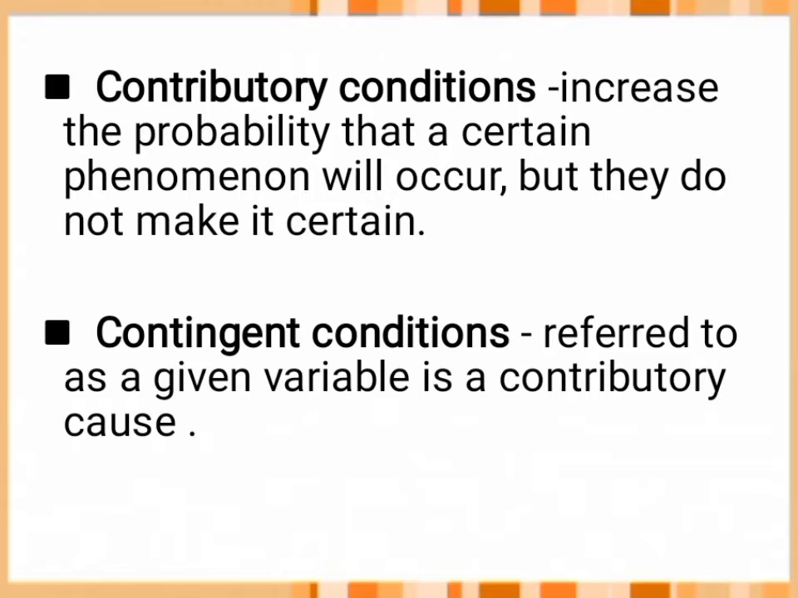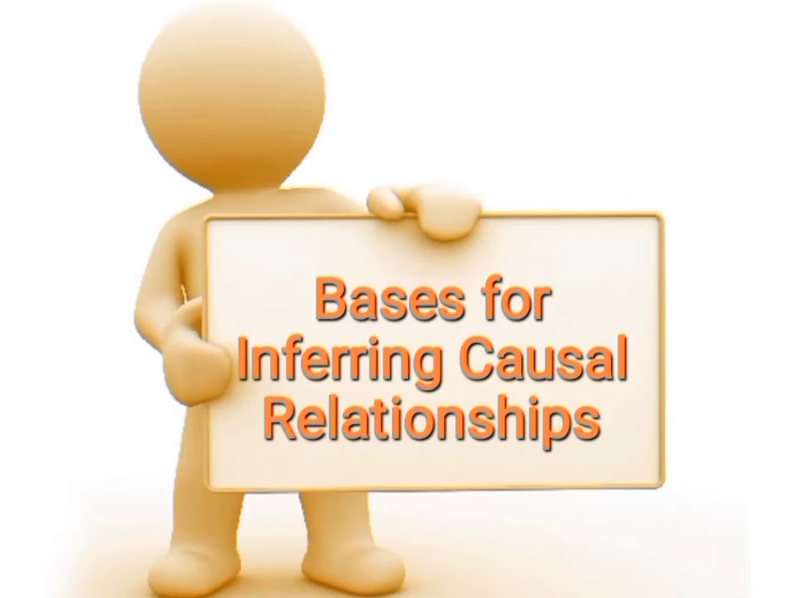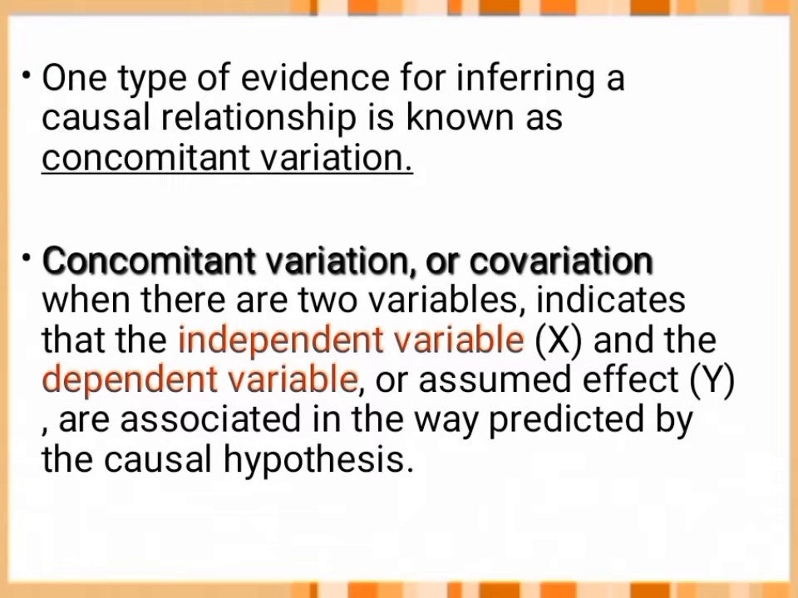Contingent conditions, referred to as a given variable, are a contributory basis for inferring causal relationships. One type of evidence for inferring a causal relationship is known as concomitant variation. Concomitant variation, or covariation when there are two variables, indicates that the independent variable X and the dependent variable, or assumed effect Y, are associated in the way predicted by the causal hypothesis.